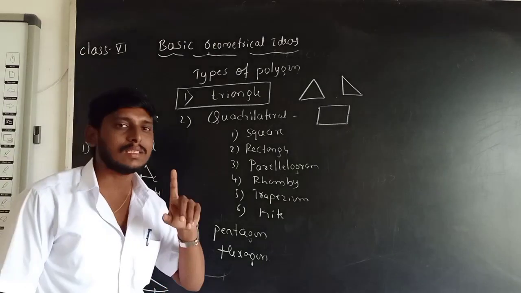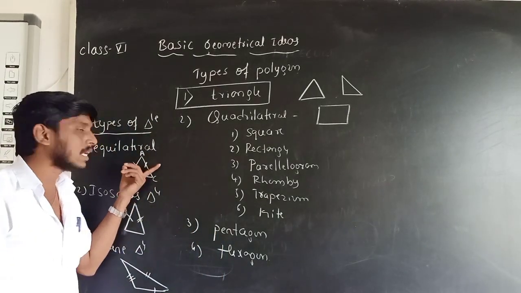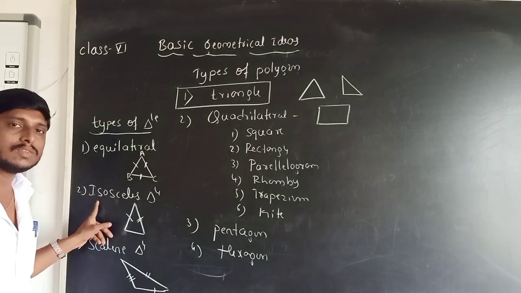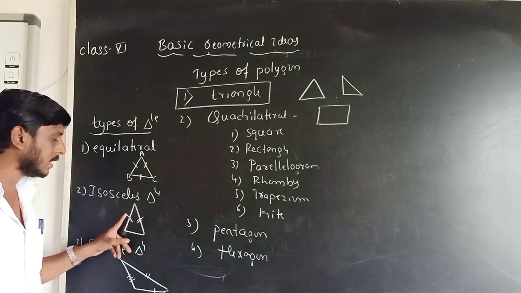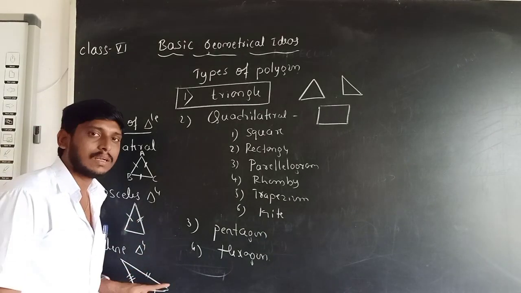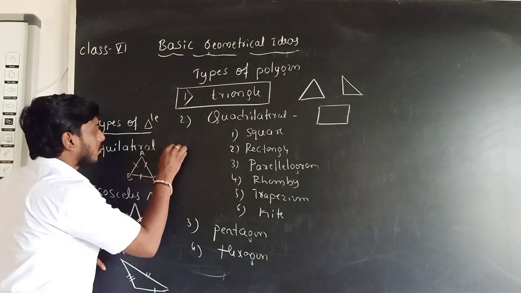How many types of triangles are there? There are three types of triangles based on sides. First one, equilateral triangle: all sides are equal. Second one is isosceles triangle: its two opposite sides are equal. And scalene triangle: all three sides are different. And one more thing, in a triangle there are three vertices.